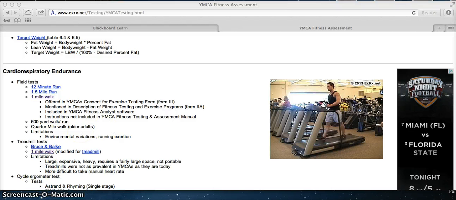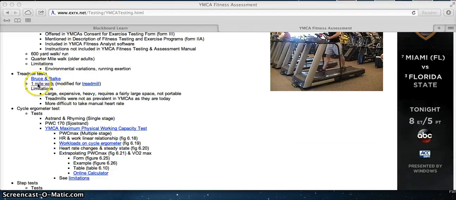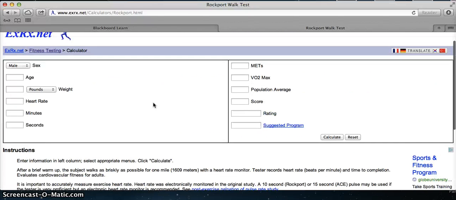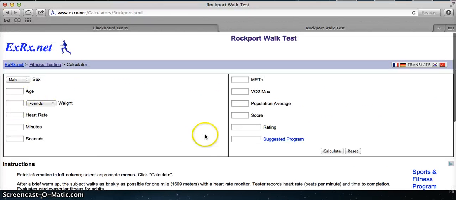Then I would ask myself what equipment I have available. So for example, a walking test that could be done on a treadmill or possibly a track is the 1 mile walk. I could click on this assessment to find out more information about the test, and I can even find a calculator that will give me the results.